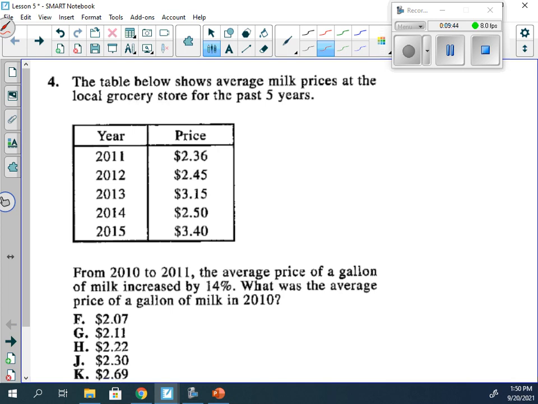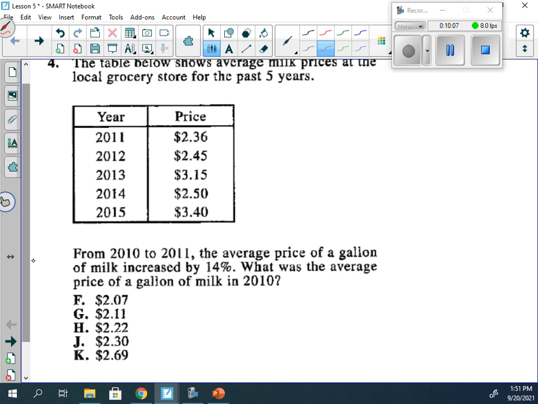Let's look at problem number 4. The table below shows average milk prices at the local grocery store for the past 5 years. From 2010 to 2011, the average price of a gallon of milk increased by 14%. What was the average price of milk in gallons in 2010?